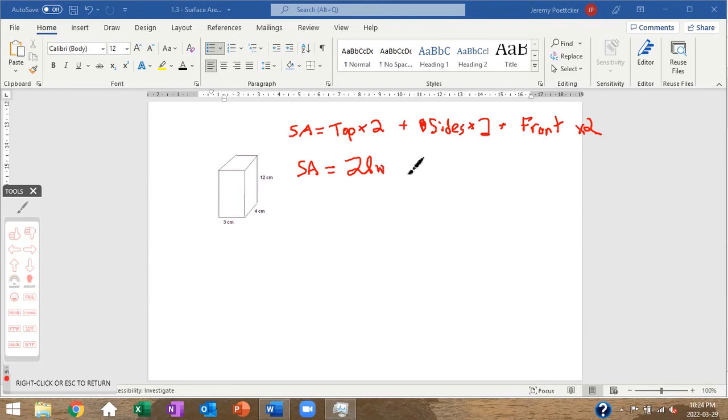equals 2LW, 2 times length times width, plus 2WH, width times height, plus 2HL, height times length. And I do not need to have brackets around them. Sorry, I put them there.